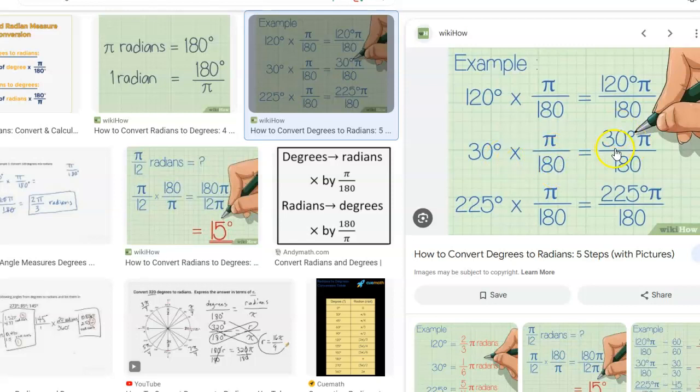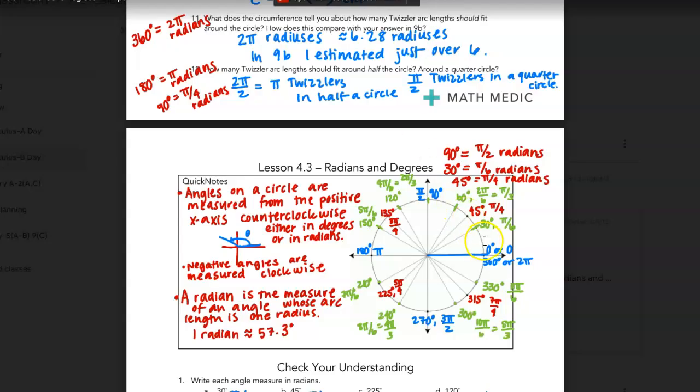Same thing here, 30 degrees times pi divided by 180. So that would be 30 pi over 180 radians. And then 30 goes into 30 and 180, so that would be just pi over 6 radians, right? Which matches what we had in our conversion here, 30 gives us pi over 6 radians.